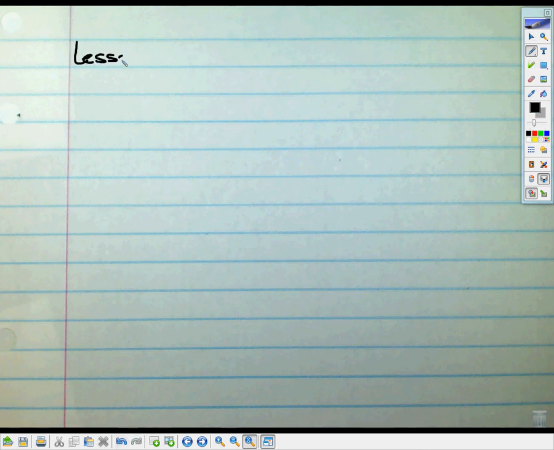And lesson 4.2 is about using linear equations in slope-intercept form.